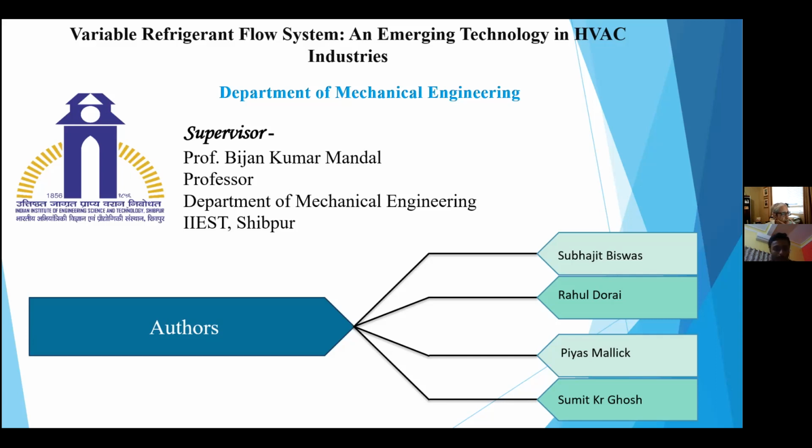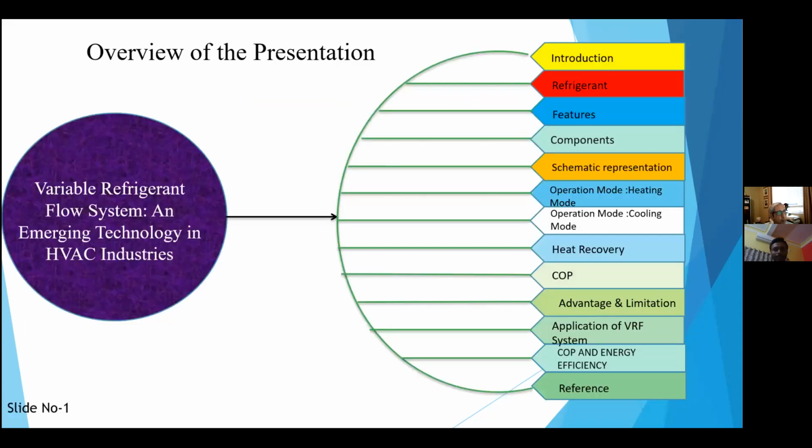Our co-author Sumit Kumar Ghosh has already discussed our other research article, the mathematical model of a grid interactive system incorporating a solar parabolic trough collector with a hydraulic accumulator system. Our next research article is the variable refrigerant flow system, an emerging technology in the HVAC industry. So in this presentation, this is the overview of the presentation.